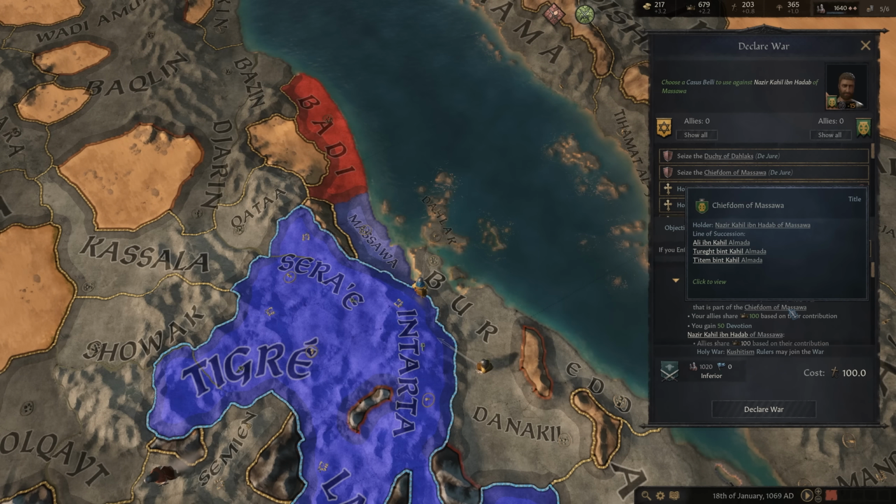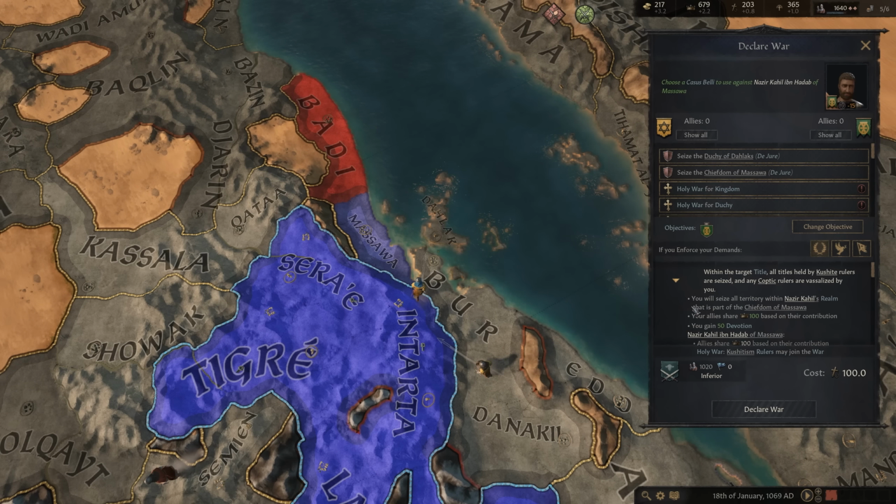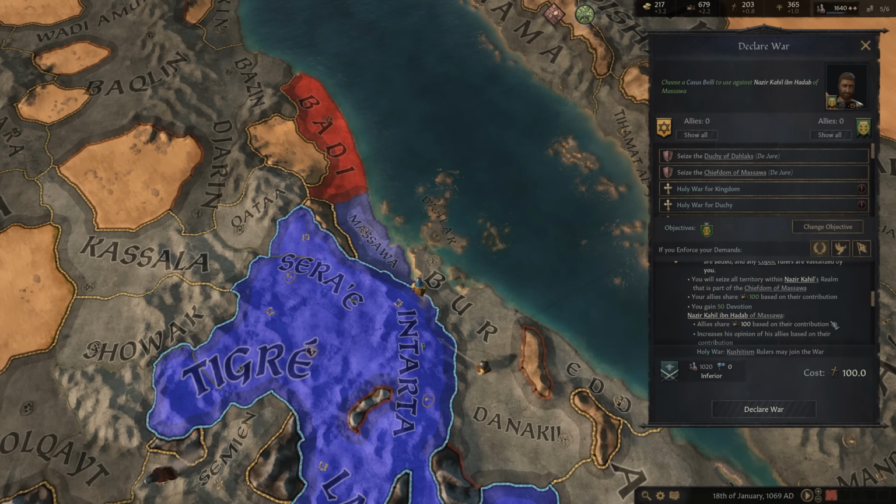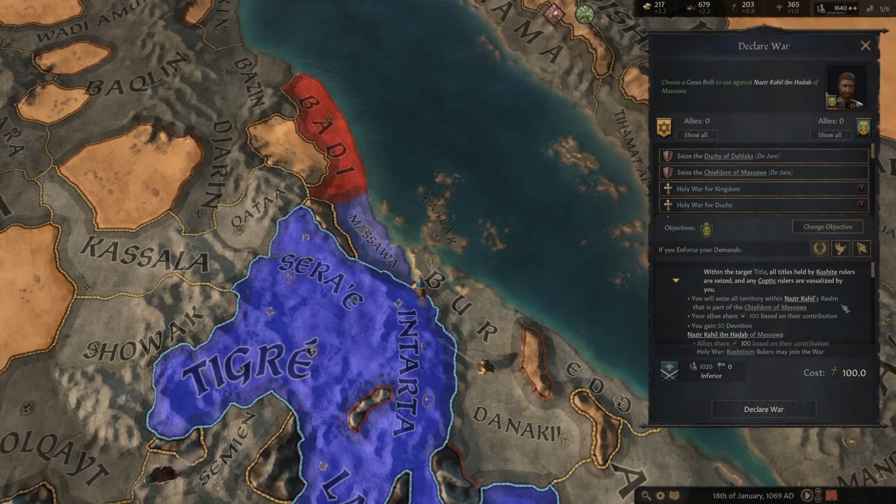What makes that so huge is if you don't know what you're going to be getting with each one of these conflicts: am I going to get a domain? Am I going to get a holding or not? Break out this little context thing, and it'll tell you exactly what's going to happen. I'm going to get a bunch of devotion, my allies are going to get some, all this kind of action. But the big thing is you will seize all territory within.